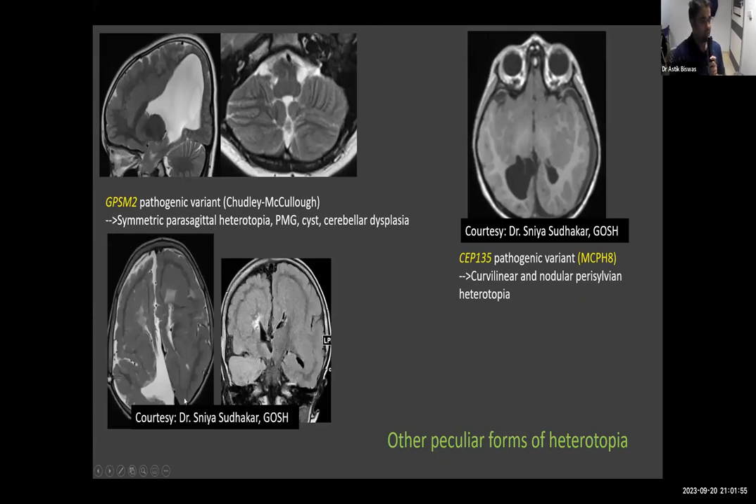Another case, courtesy of Dr. Sudhakar. In this one, there is this very extensive, almost a brain within brain kind of appearance. So this is described as ribbon-like heterotopia. The overlying cortex is also abnormal, and there is callosal agenesis, as we can see here. This very peculiar phenotype has been shown to be caused by AMPD2 variants. So if you see this phenotype, you could strongly suggest this particular diagnosis.